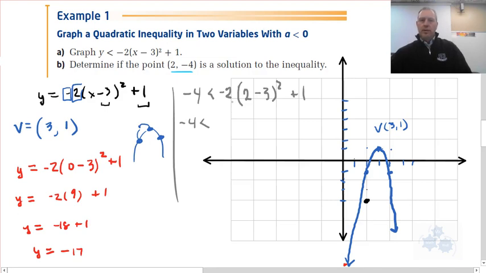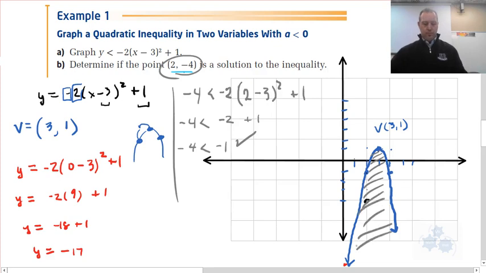Well, let's see, (2, -4). So 2 minus 3 is -1, squared is 1, so it's -2 plus 1. So -4, is it less than -1? It is, yeah. So this is true. So that means that this point is inside the solution region, which would be looking like this. Okay? So there you've got your answer.